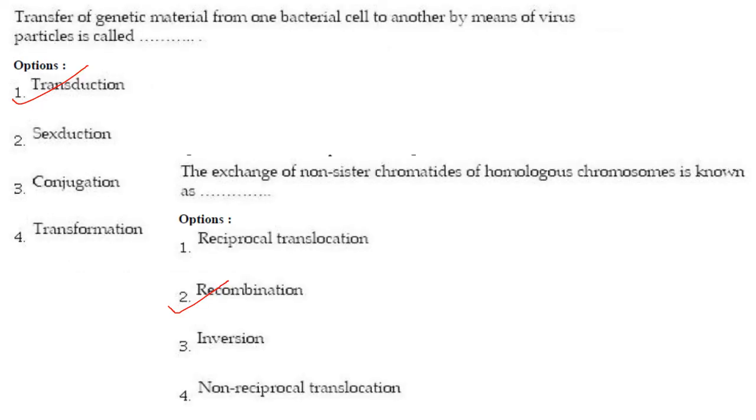Next one. Transfer of genetic material from one bacterial cell to another by means of virus particles is called option 1, transduction, 2, sexduction, 3, conjugation, 4, transformation. Answer is option 1, transduction. Next one. The exchange of non-sister chromatids of homologous chromosomes is known as option 1, reciprocal translocation, 2, recombination, 3, inversion, 4, non-reciprocal translocation. Answer is option 2, recombination.